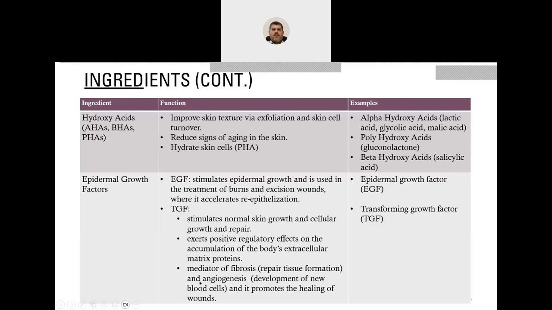And it is also a mediator of angiogenesis. With this healing and new tissue formation, there will also be a growth of new blood supply, blood vessels. This is the process of angiogenesis, development of new blood cells and blood vessels as well. So it promotes the healing of wounds.